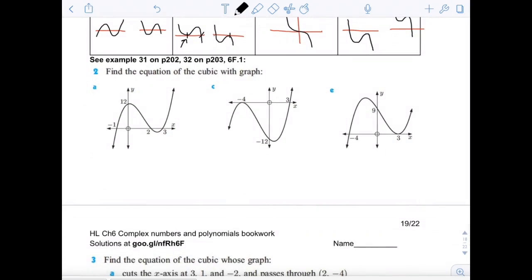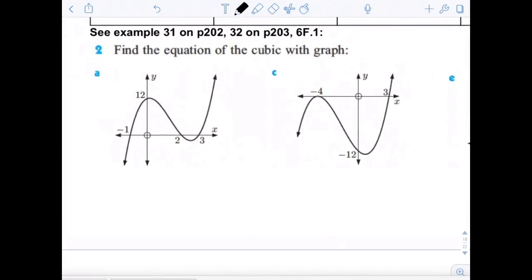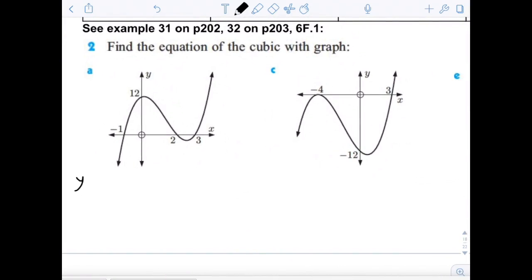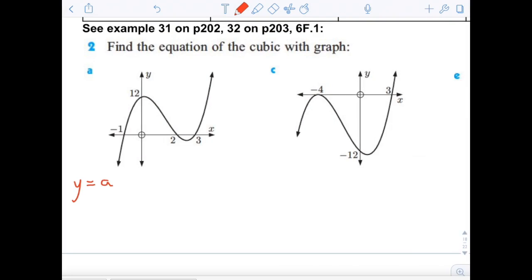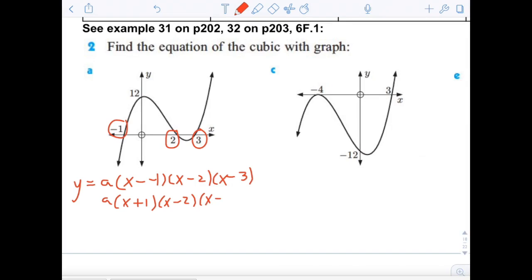Number 2, find the equation of the cubic with the graph. They give us a few different examples here. Basically we know that the cubic equation is going to have the form y equals a times 3 linear factor terms, and each one is going to have the x-intercepts. So this is going to be (x minus -1), (x minus 2), and (x minus 3), and we just don't know what a is yet. So we're going to simplify this a little bit: x plus 1, x minus 2, x minus 3.